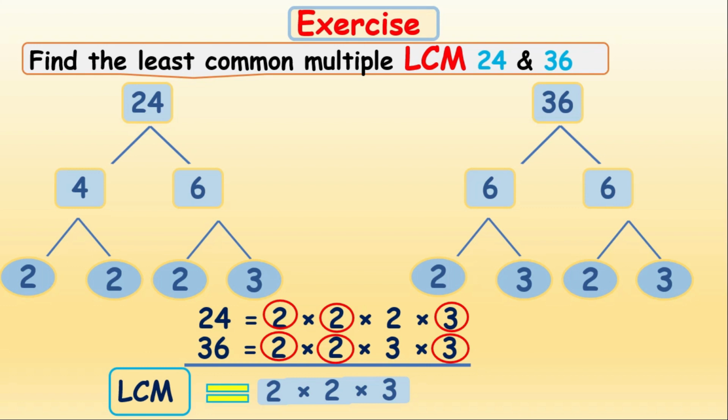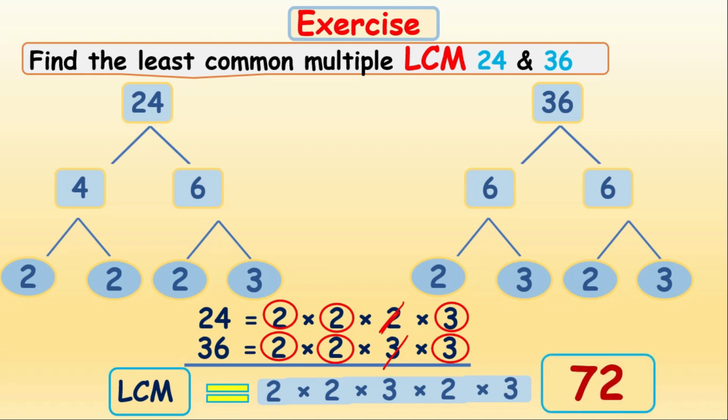Before, we were finding the GCF, and we stop here at 2 times 2 times 2 (actually the common ones), and that gives the greatest common factor. But now, to find the LCM, complete and multiply by all the rest. You take all the remaining numbers you have, also 2 times 3. Okay, equals what? Equals 72.